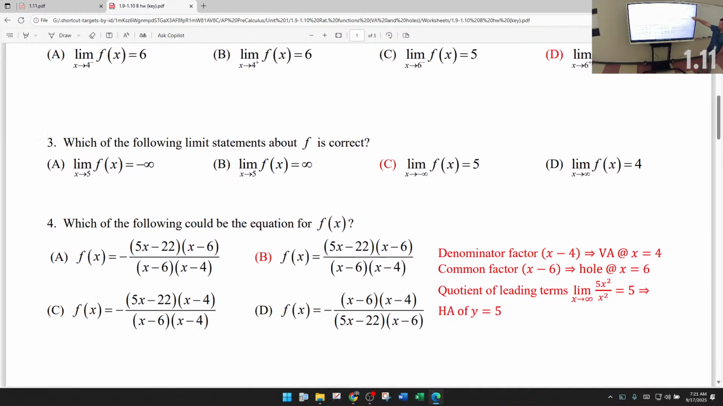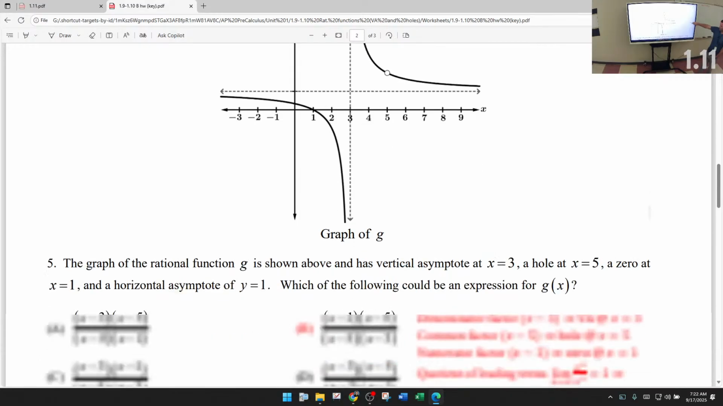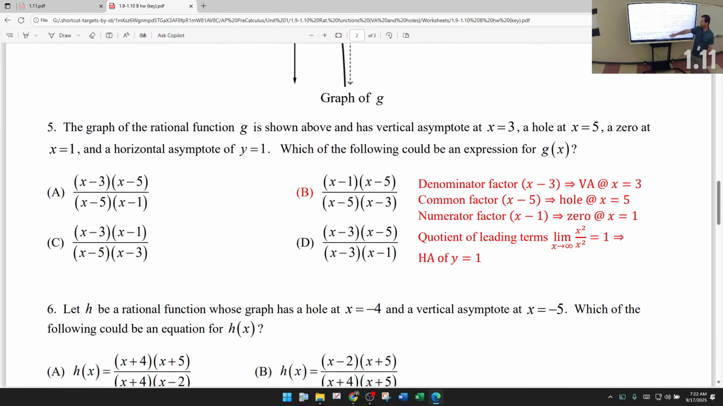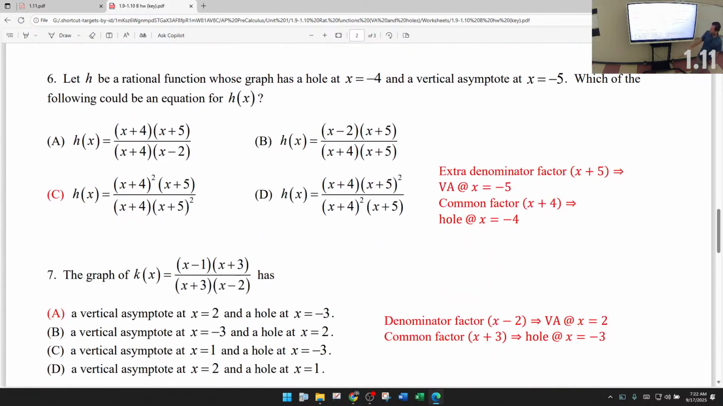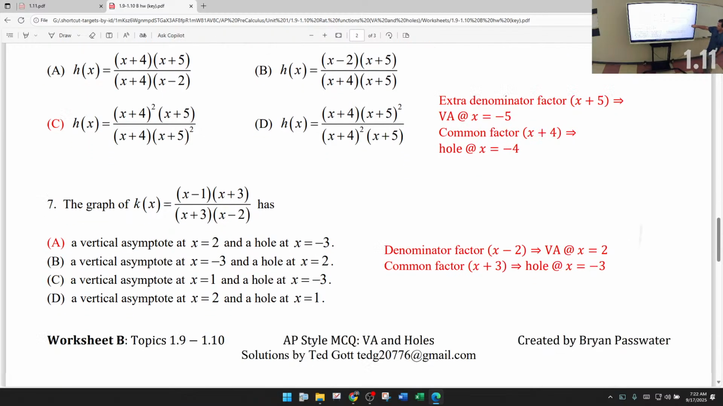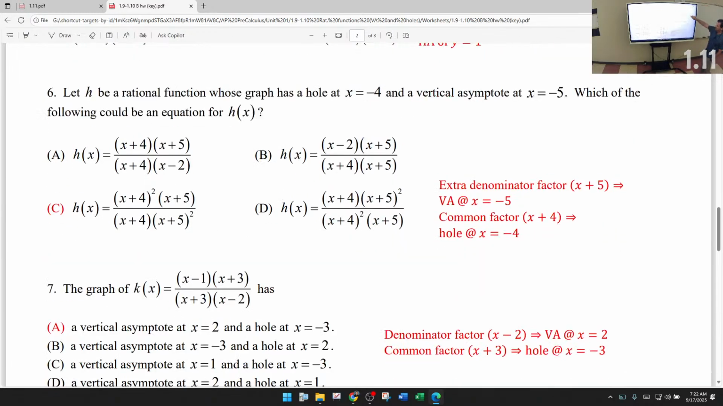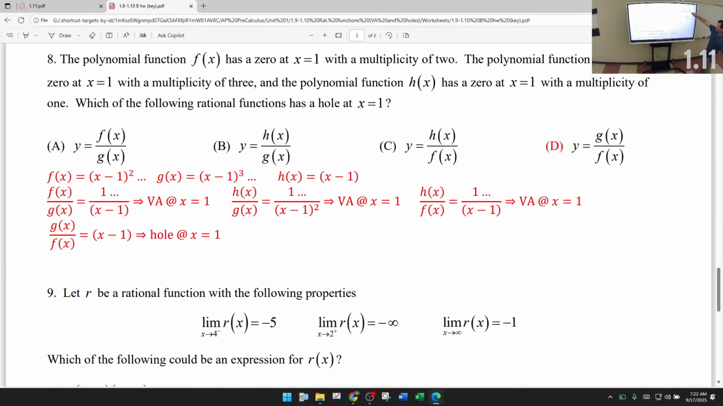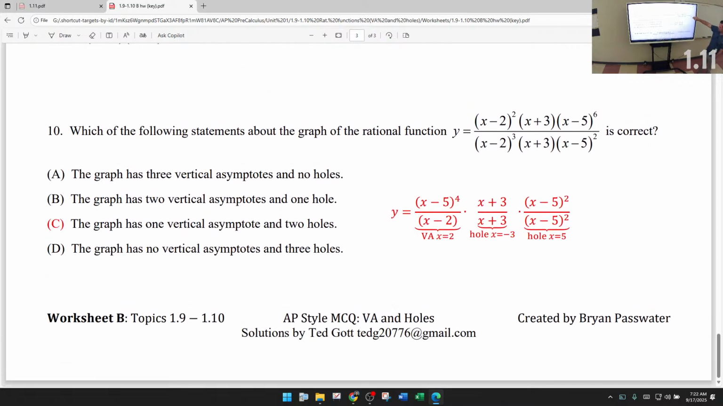So real quick, 1 was C, 2 was D, 3 was C, 4 was B, 5 was B. Is that right? Yeah. And then 6 was C, and 7 was A. Oh, woo. 8 was D, and then 9 was C. Oh, 10. 10 was C.